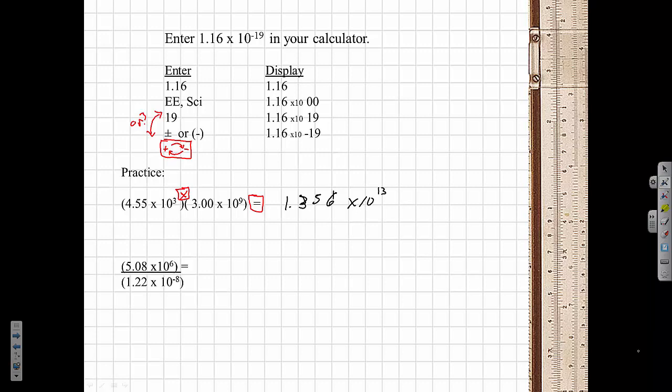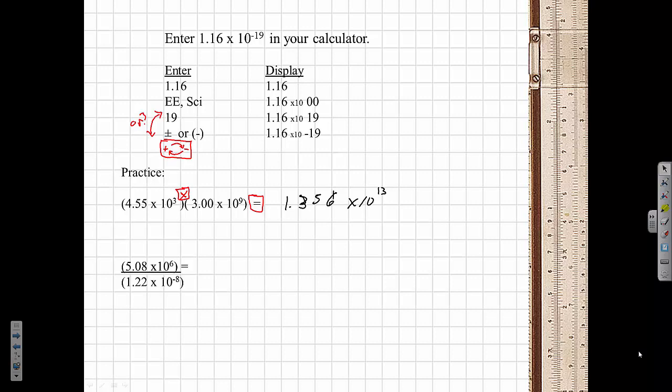And if you're looking here and you're thinking, well, wait a second, I thought we were supposed to add the exponents. 3 plus 9 is 12. Why does it say 13? Well, that's because 4.55 times 3 is actually 13.56, but your calculator was smart enough to put it in proper scientific notation and move that decimal place from 13 to 1.3 and make the exponent larger.